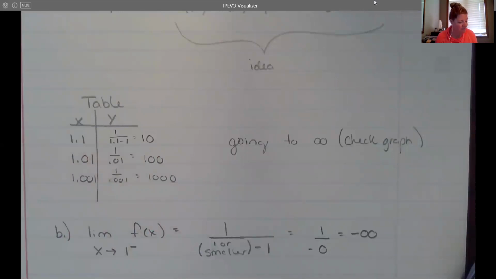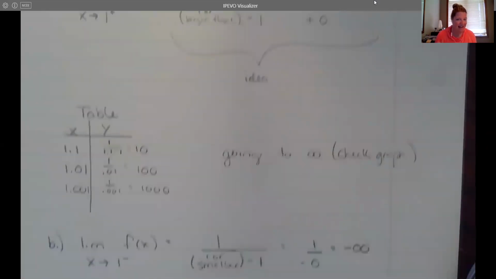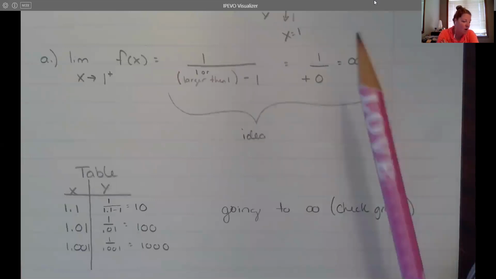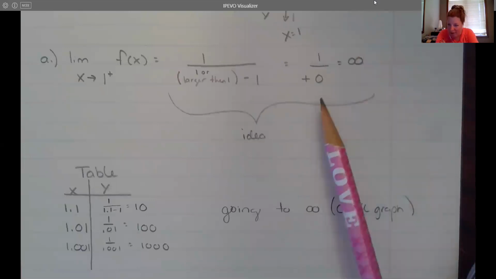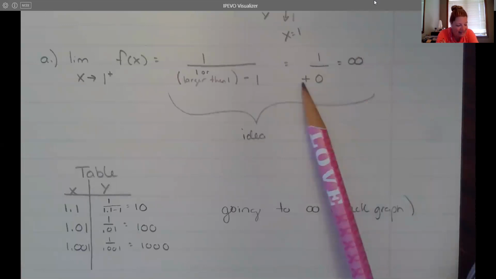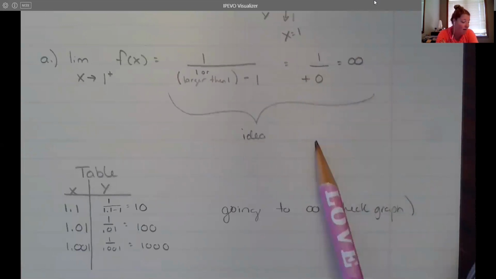So what could I do? I could think of it as a number over a 0 you're creating, but a positive 0. So it's going to positive infinity. You can use this idea, or you just make a chart.